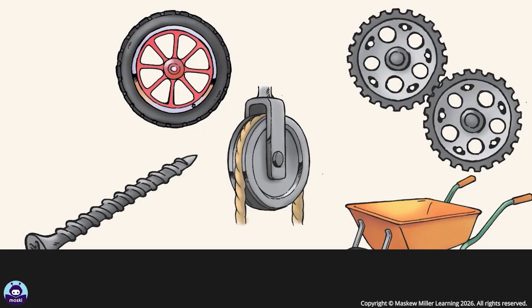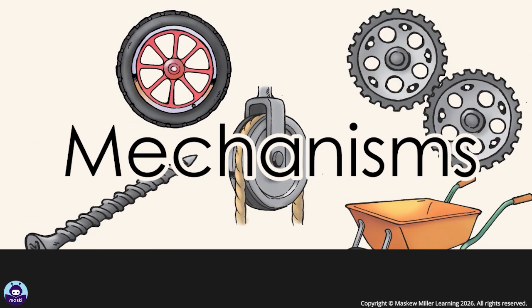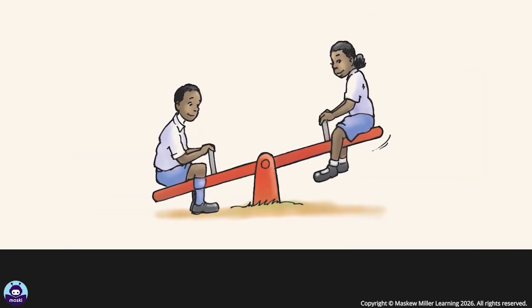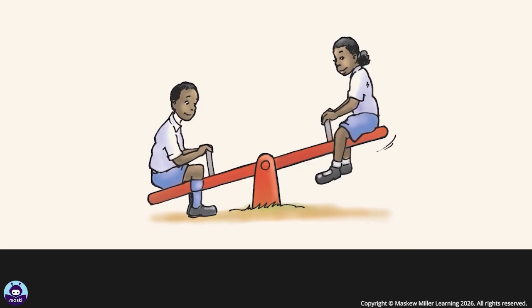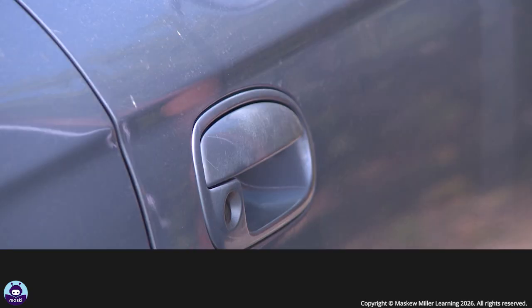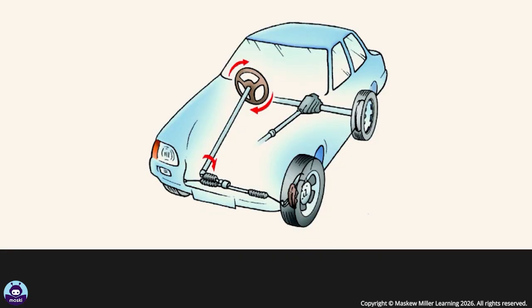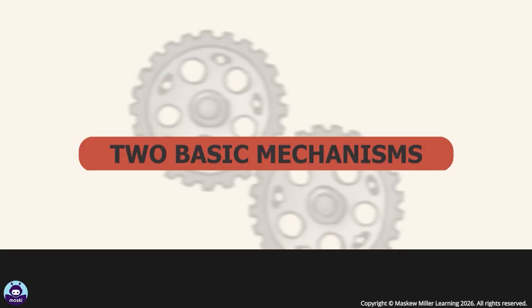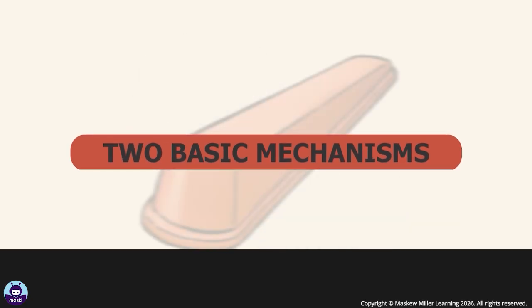Everywhere, in our homes, schools, and workplaces, we encounter mechanisms. A mechanism is a device that is capable of turning one kind of force into another kind of force to make work easy for us. A door handle is an example of a simple mechanism, while a car is a complex mechanism with many different mechanisms working together. There are really only two basic mechanisms.